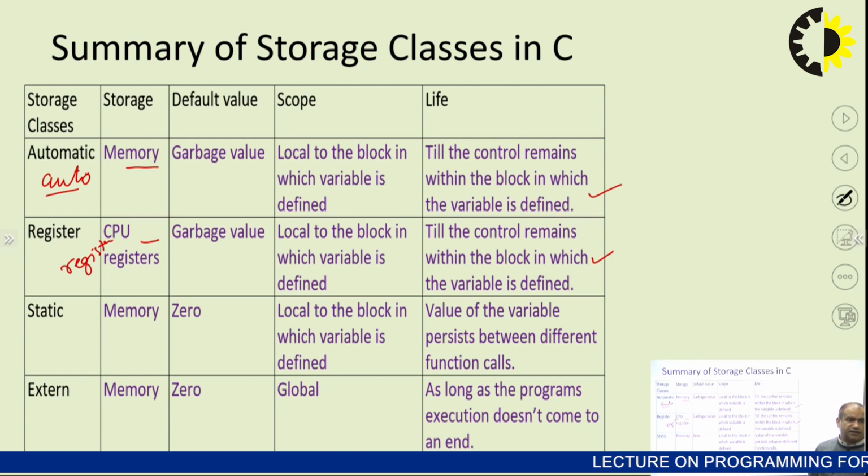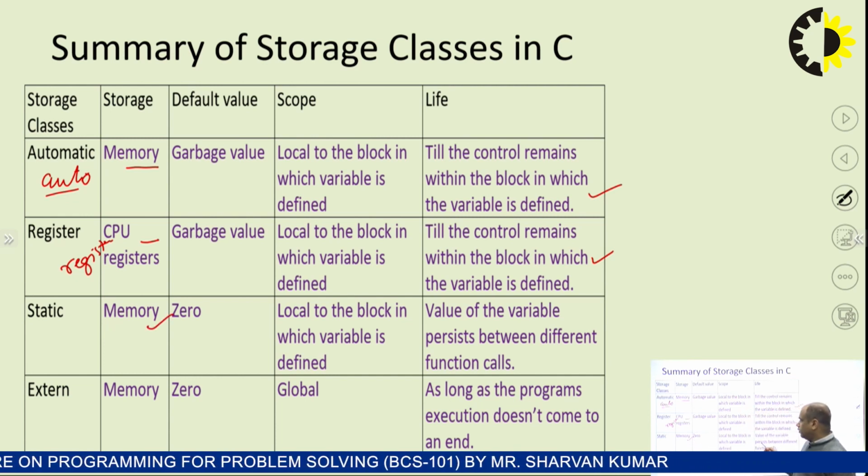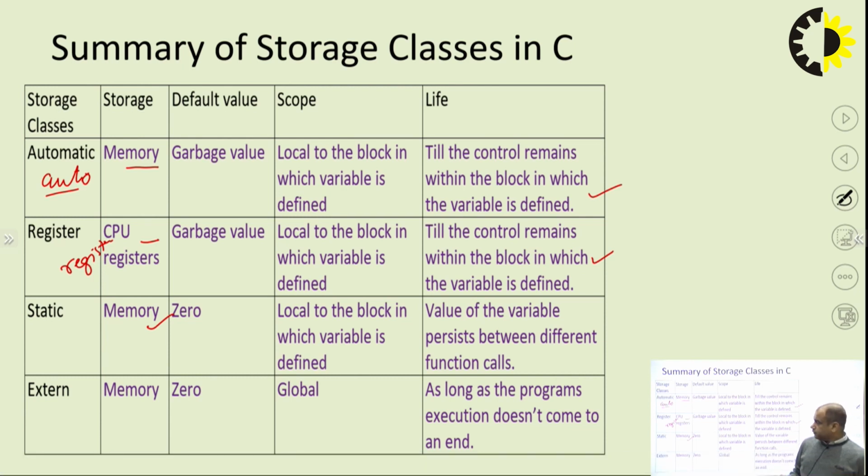Third is the static storage class. A static variable will persist in memory. The default value will be 0, scope is local to the block in which the variable is defined, and the value of the variable persists between different function calls. The static keyword is used for the static storage class.